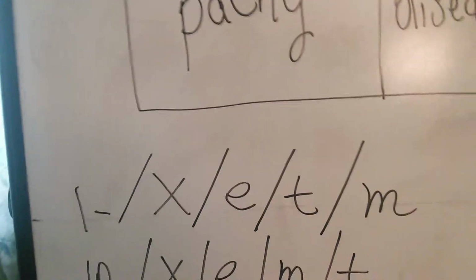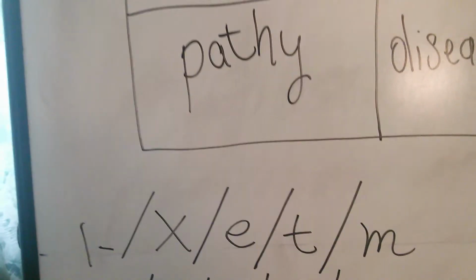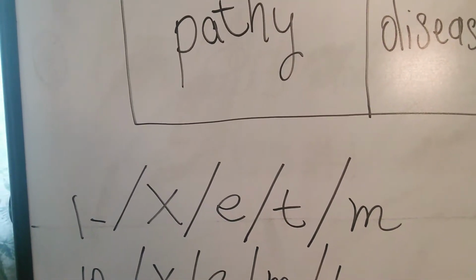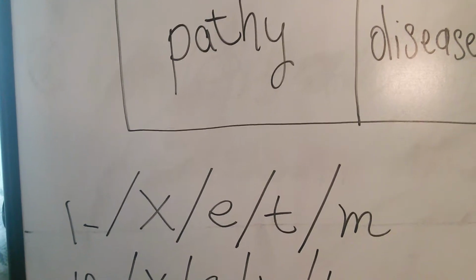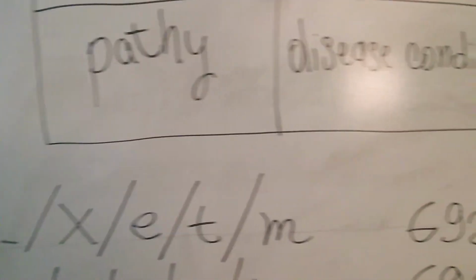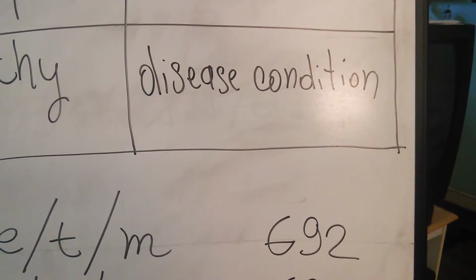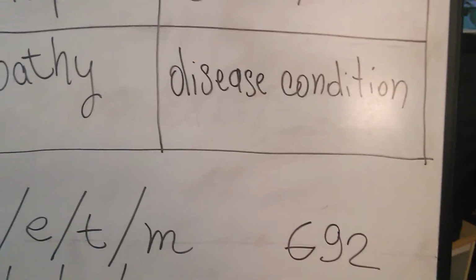I'm going to repeat to you. Go to the index. Go to encephalopathy. Go to toxic. And then go to metabolic. And the answer you get is G92. Okay? Now we're going to reverse the words.